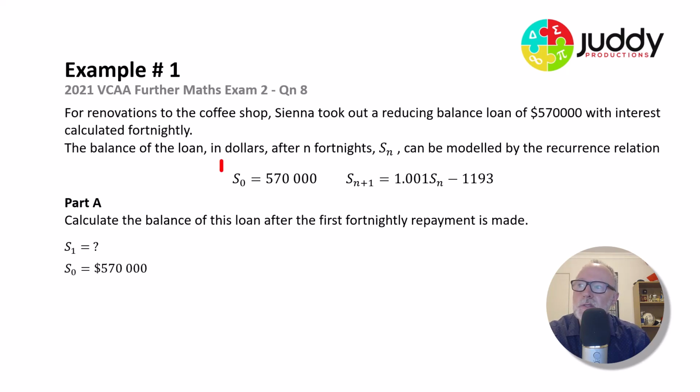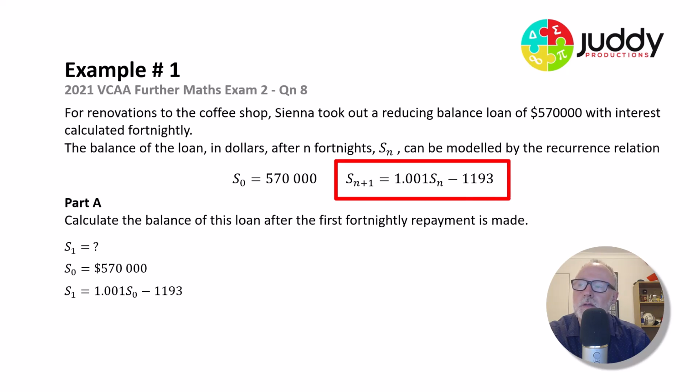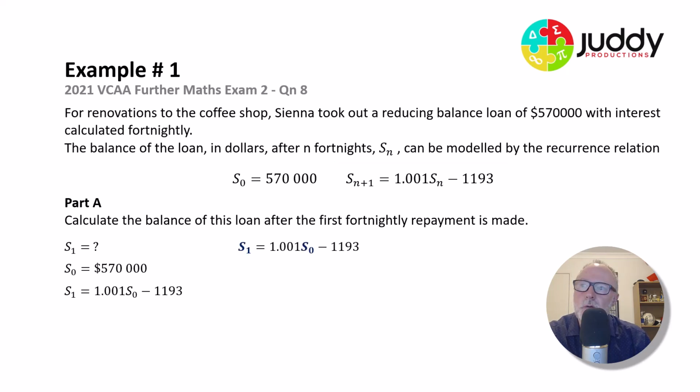The initial value, S0, or the starting balance, is $570,000. And we're going to use the recurrence relation, S1 equals 1.001 times S0, take 1193. That's taking the rule from our recurrence relation and applying it to calculate S1 from S0, because Sn to Sn+1 is simply going from one value to the next. So there's our recurrence rule to go from S0, our initial value, to the value of the loan after one fortnightly payment.